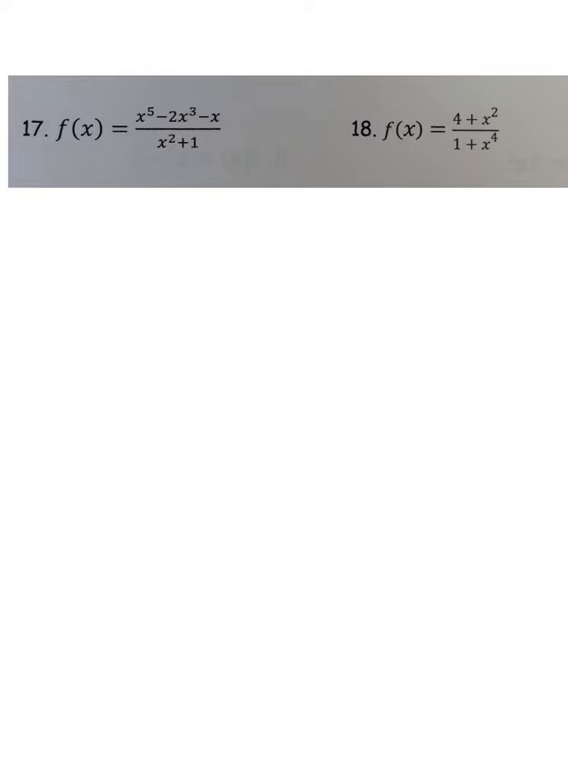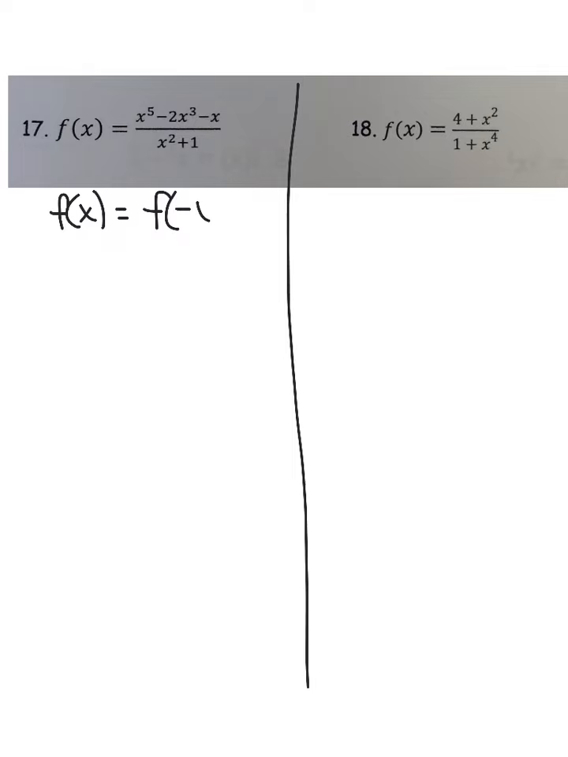I'm going to start with the even rule, which is f of x equals f of negative x. Okay, so I'm going to see if this function is even, and that's your even rule. All right, well, I already have f of x there, so let's do f of negative x. So I'm going to plug in a negative x. I'm going to raise that to the fifth power, minus 2 times a negative x. I'm going to raise that to the third power, and then minus a negative x.